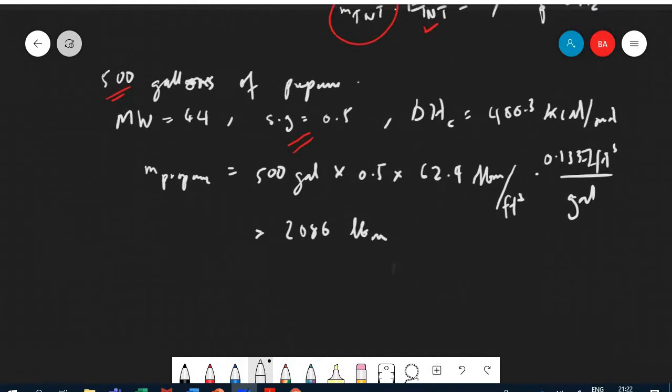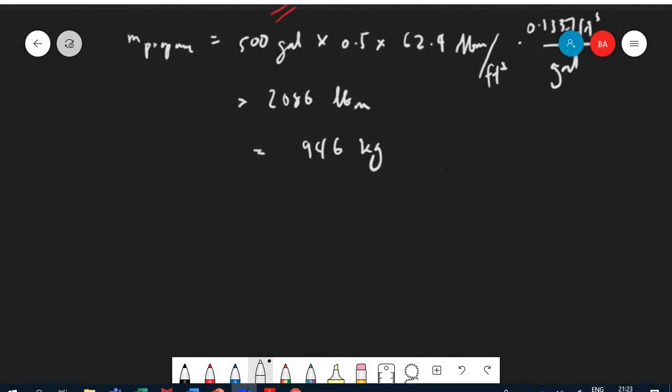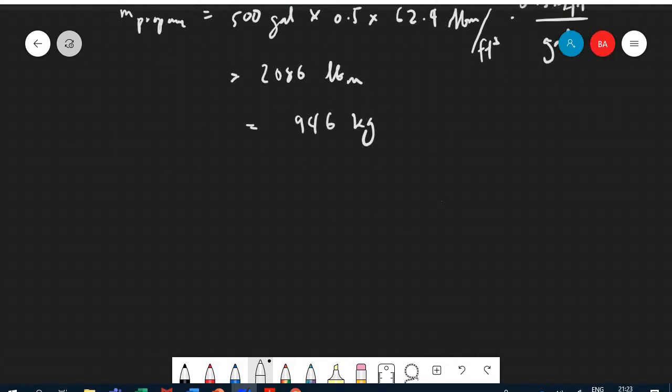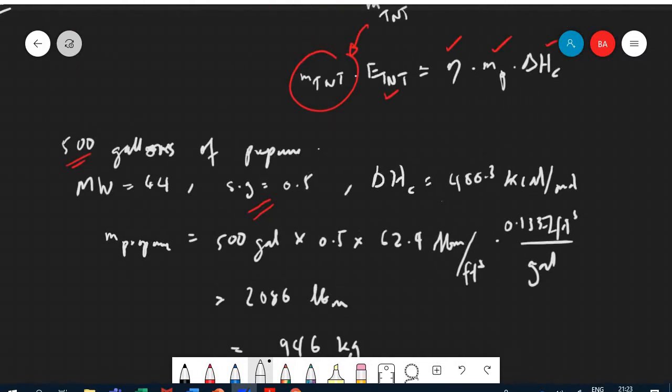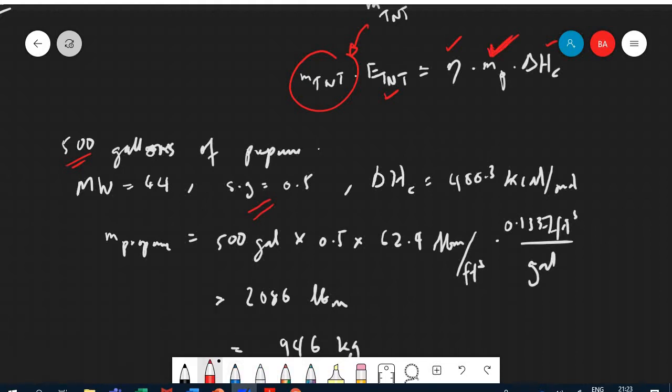So I already have the mass of propane very beautifully. If you want to take this into kilograms, this is about 946 kilograms. Just a conversion. I did it. I found the mass of propane. So what did I find? I found this term here. If I put that in blue, sorry for that. So I found the mass. I already have delta heat.